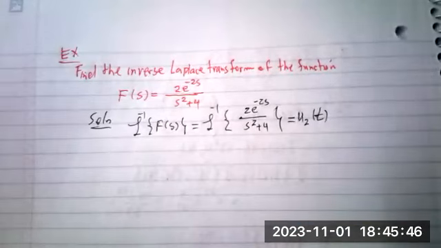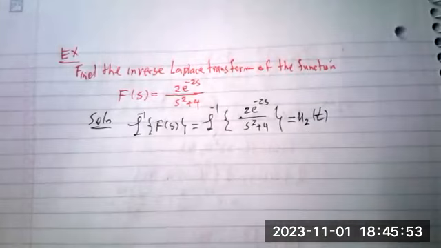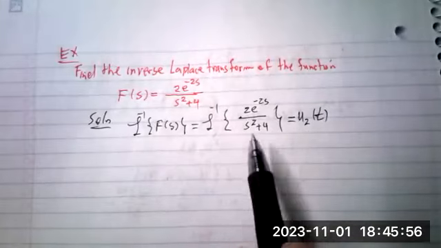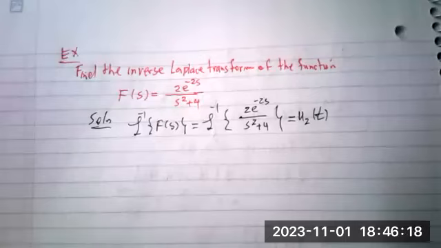In general, f of t minus 2. You have to find f of t first. What is the function? 2 over s squared plus 4. What is the Laplace inverse of 2 over s squared plus 4? It's not cosine, it's sine. If there is an s on the top, it's cosine. There is no s on the top, so it's a sine of 2t.